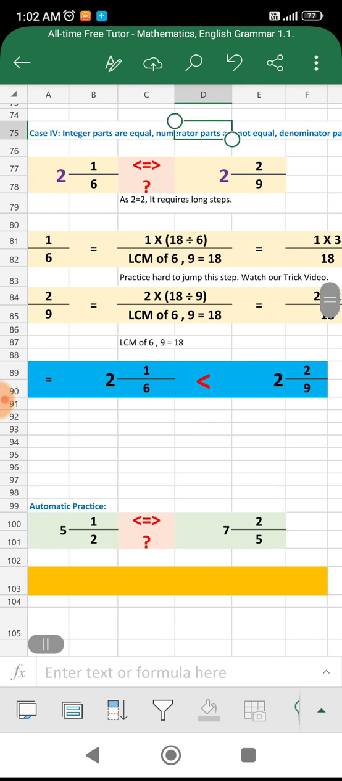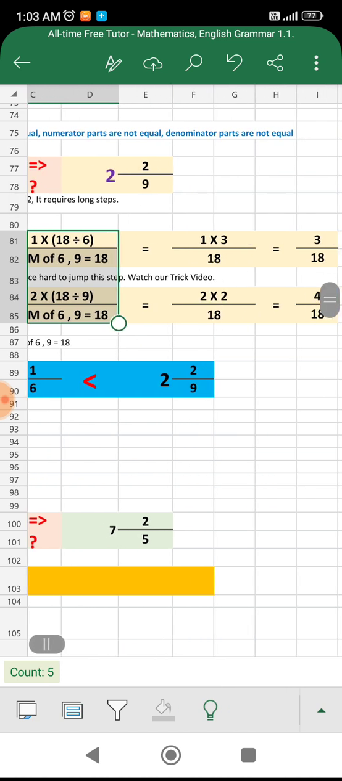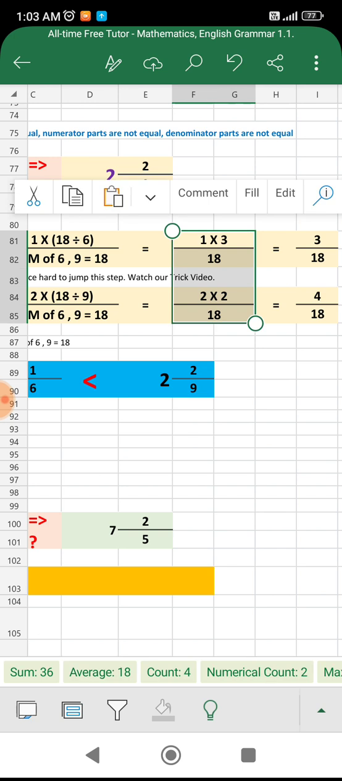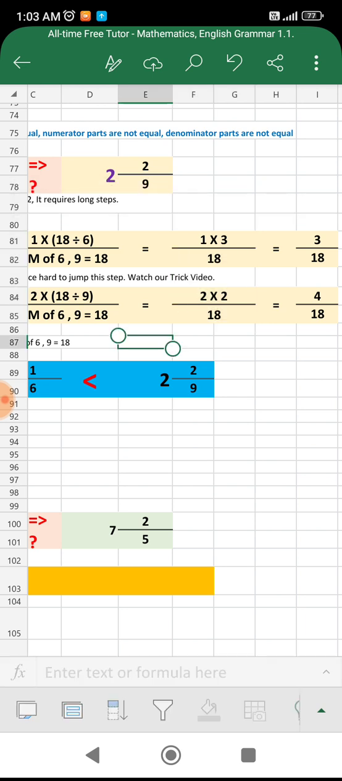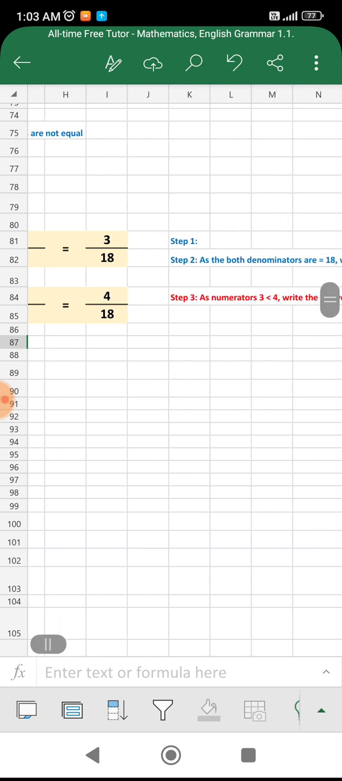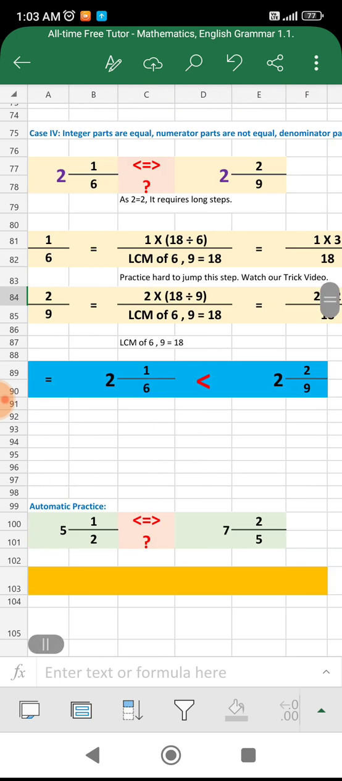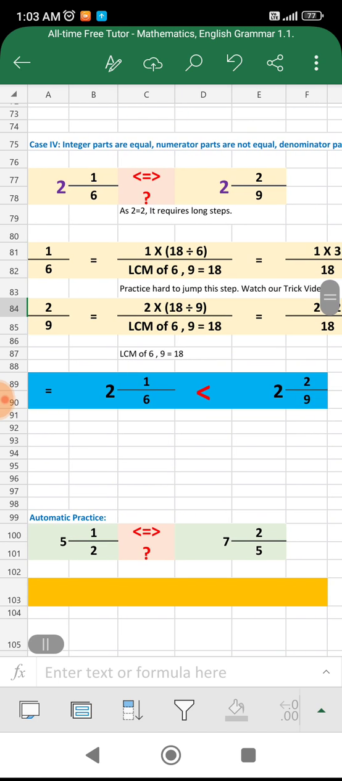Okay. And here it is telling that practice hard to jump this step. You have to practice so hard that you can write this step directly. Don't waste time on this step. For this purpose, we can watch our trick video. In this way, you can make the calculation. It is 3 by 18, this is 4 by 18. Now 4 is greater, so that's why this is greater. The second number is greater.